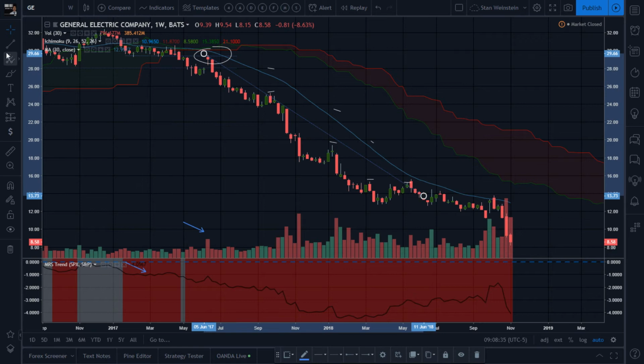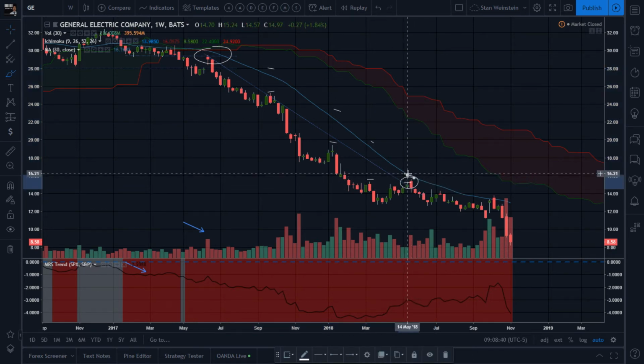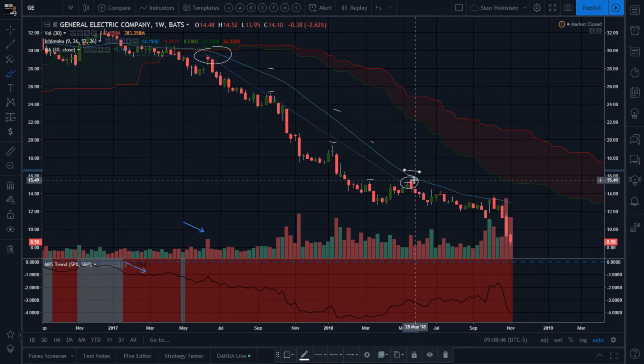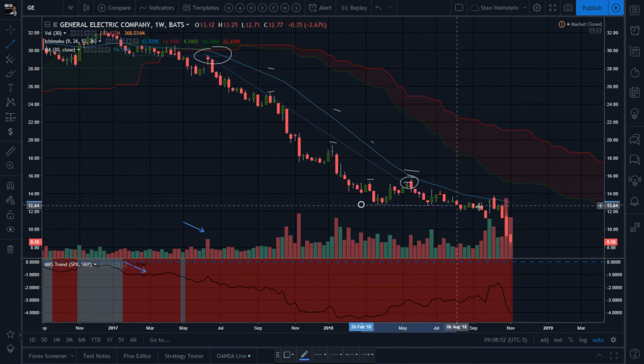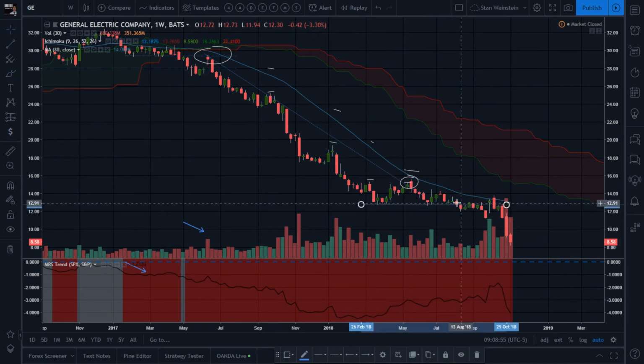Right here, you could have exited half your position. Sell stop. The investor's way, you'd still be in. The trader's way, you would have probably taken half your position out, or you would have been completely out. Even the investor's way, probably take half a position out. Then you reassess. There was a definite slowdown in that decline.